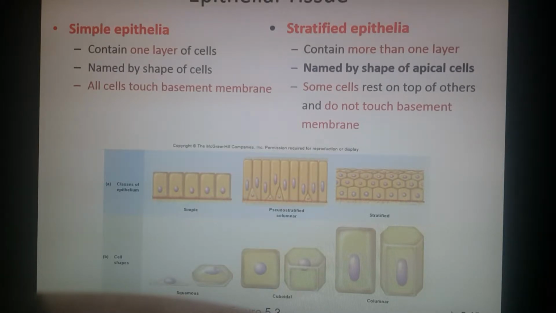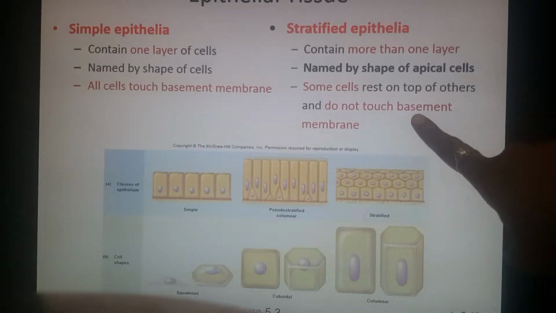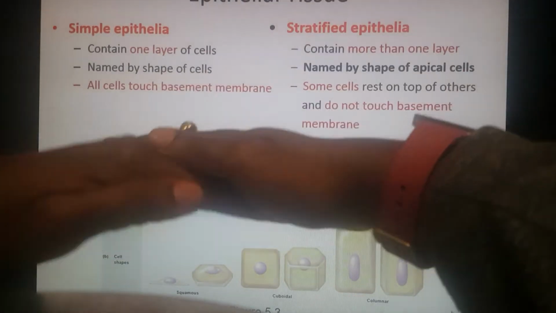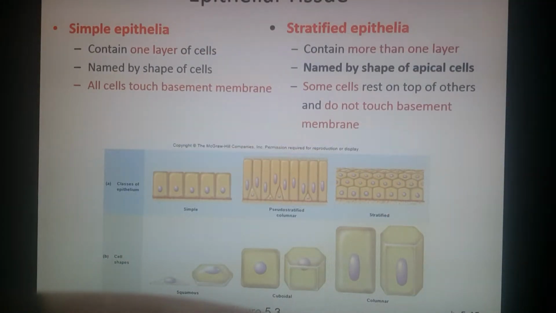There's two types of epithelial tissue. You have simple epithelial tissue and stratified epithelial. With your simple epithelial, there's only one layer of cells. With stratified, there's at least two layers, so it has to be two or more layers to be stratified. Again, stratified being layered on top of each other. For simple epithelial, all the cells will touch the basement membrane. So again, it's only one layer.